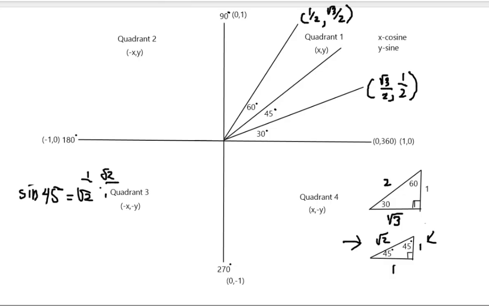So, if we're going to find sine 45 degrees, we're just going to have the opposite over hypotenuse. So, opposite is 1 and ang hypotenuse root 2. We can just rationalize the denominator. So, I will get root 2 over 2. And that's the answer for this. So, paglagay natin sa unit circle. So, root 2 over 2.